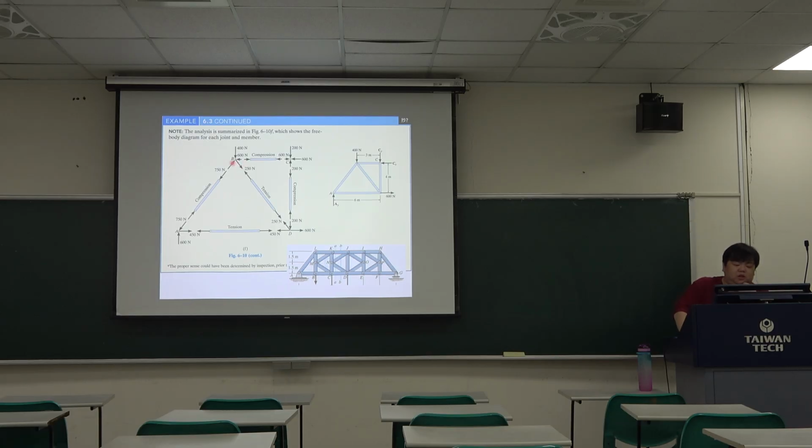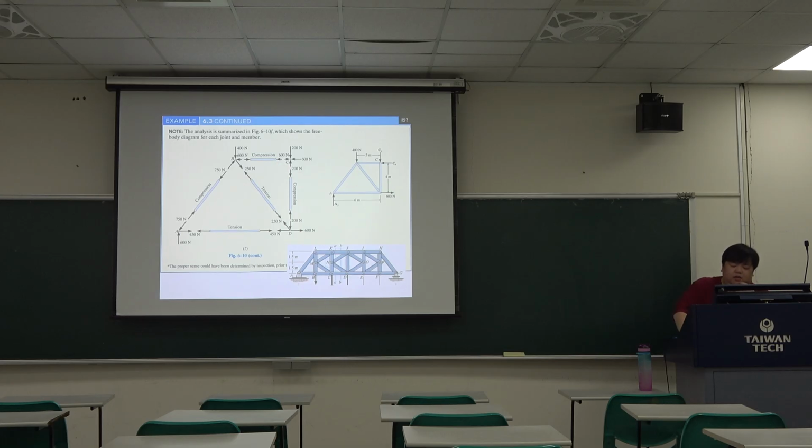So we need to break down each joint and the members. Then at point D, B, A, or C, we can use the summation Fx equal to 0 and the summation Fy equal to 0 to solve this problem. Then we can get the force.